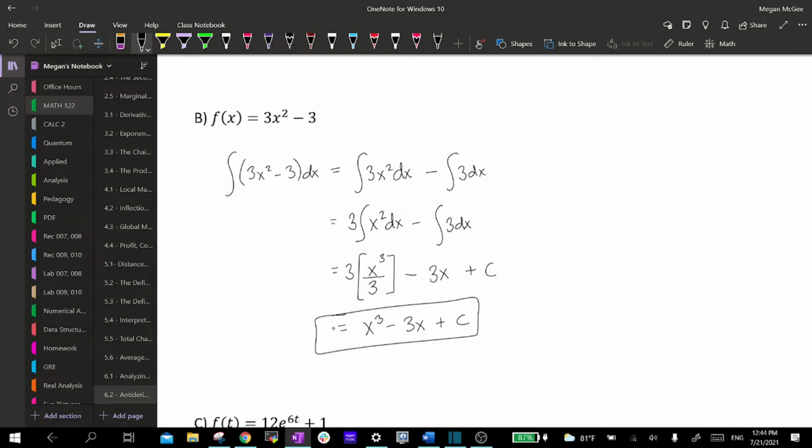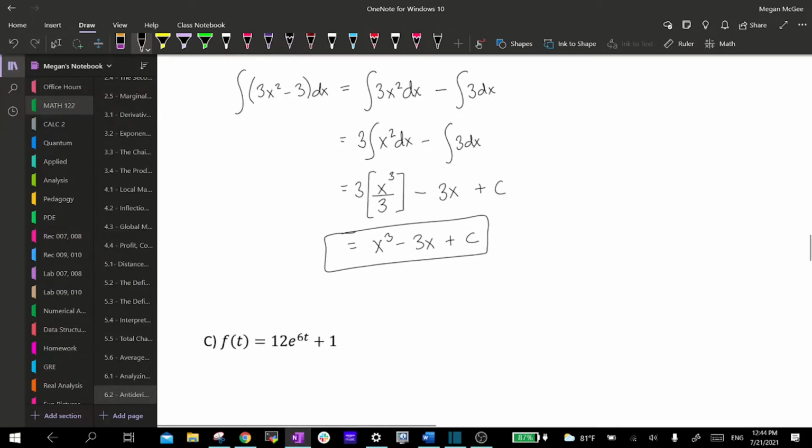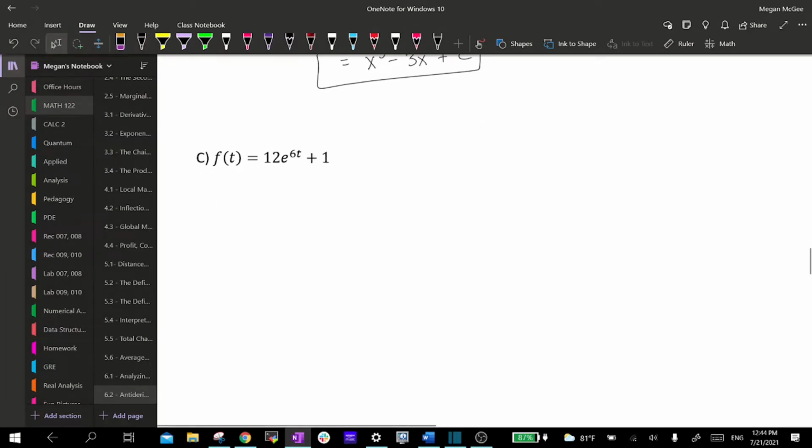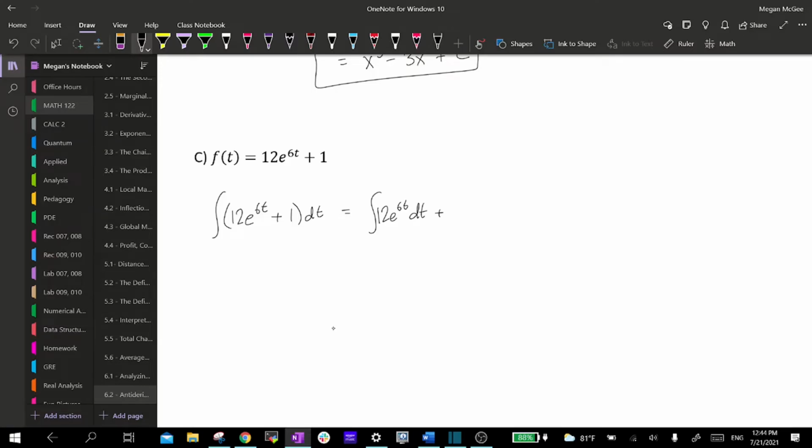Okay, let's keep going. Let's look at part C. Here we have f of t, so we need the integral of 12e to the 6t plus 1. Well, let's go ahead and split this up. We have the integral of 12e to the 6t plus the integral of 1. We can pull that constant out, so we just have 12 times the integral of e to the 6t plus the integral of 1 dt.